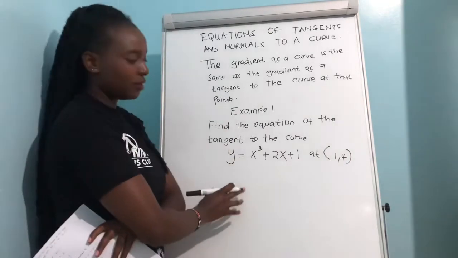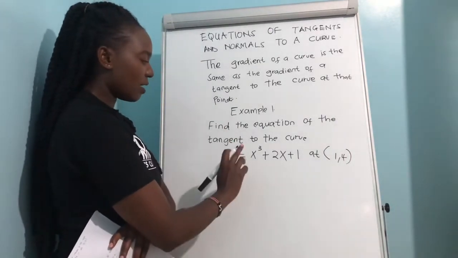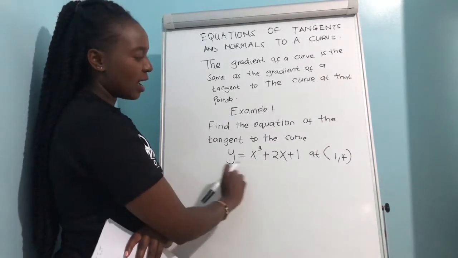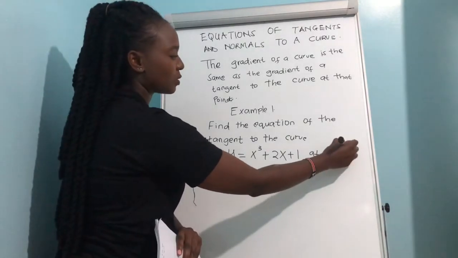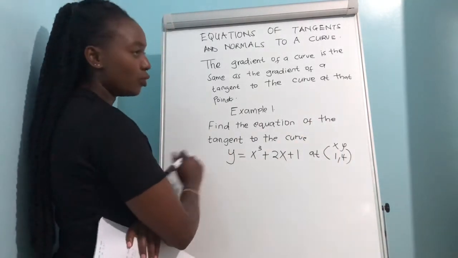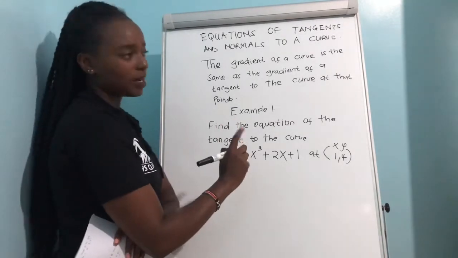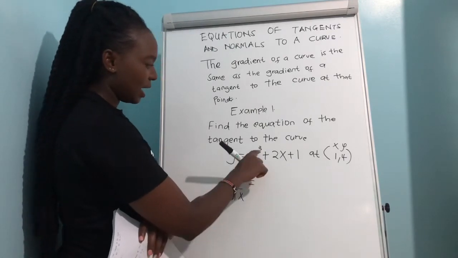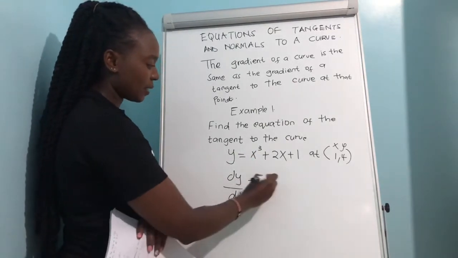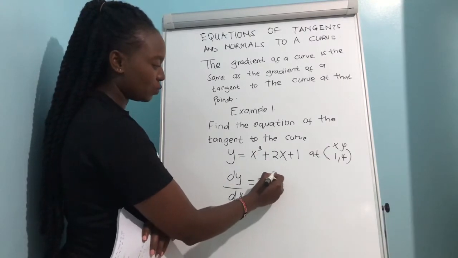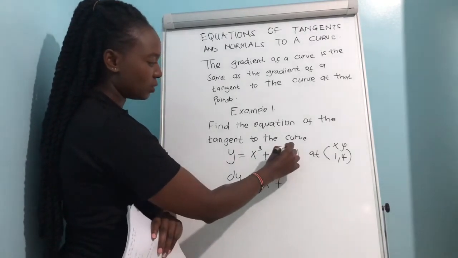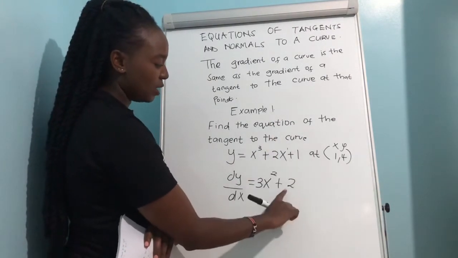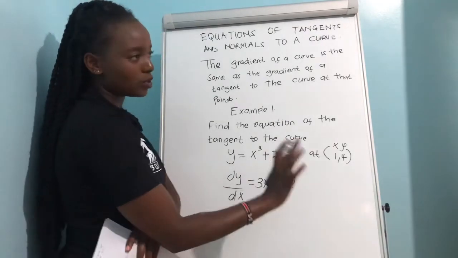So this is what you've been given. You've been asked to find the equation of the tangent to the curve y equals x cubed plus 2x plus 1 at point 1, 4, and this is x, y. So what you do, you come here and you differentiate it first. So dy over dx will be, you drop 3 down, x to the power 3 minus 1 is 2, plus 2x, 1 minus 1 is 0, so x becomes 1, so it's 2, plus 1, we don't count it.